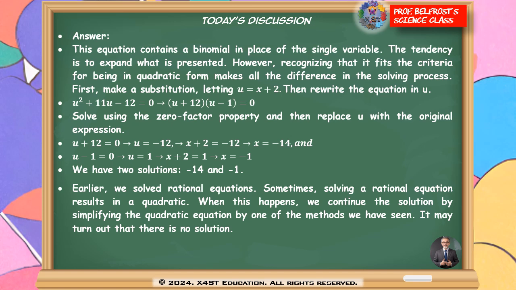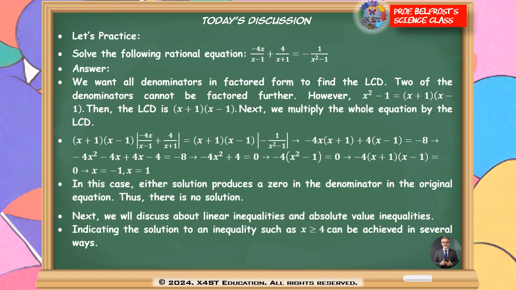Earlier we solved rational equations, but sometimes our rational equation results in a quadratic. So it may turn out that this leads us to no solution at all. Let's see when this happens. For example, we have this example. First, we want to take the LCD of the denominators, and in this case it is x squared minus 1. It's very clear, right?